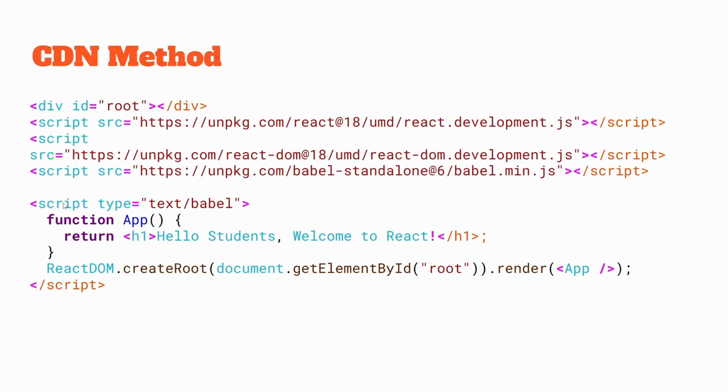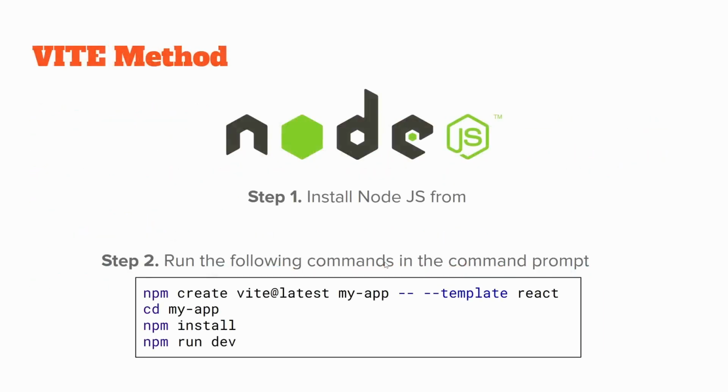Then you can start a simple script tag, but the type should be text/Babel, and then you can start writing your JavaScript code. So what you see in this file, in this return statement, this is JSX basically. What JSX is, we will see in some time. So this is a way of doing it using CDN. Now let's look at the Vite method.